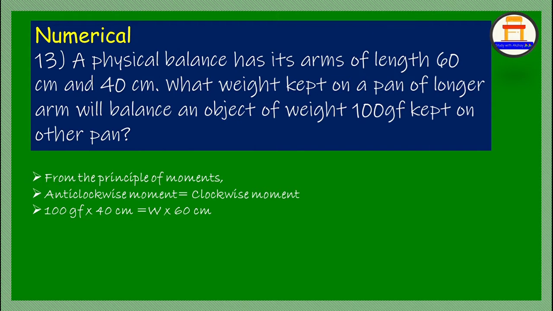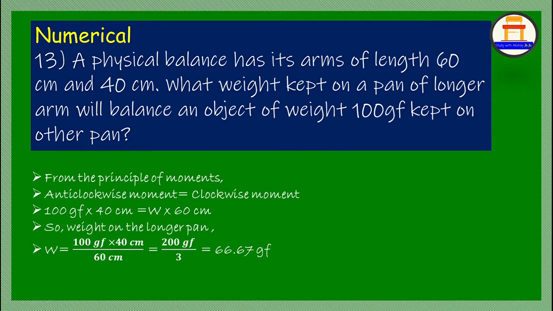So how to find W now? Simple mathematics calculation, right? W is equal to 100 into 40 by 60, that is 200 by 3, that is 66.67 gram force. This is nothing but our weight which is kept on the other pan, the longer pan. The weight kept on the longer pan will be 66.67 gram force. Okay, let's move ahead further.